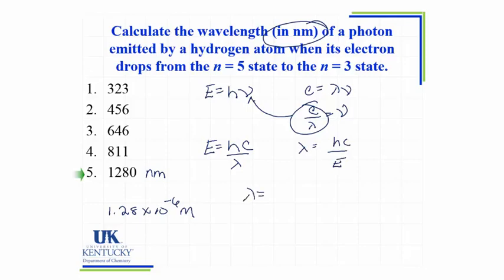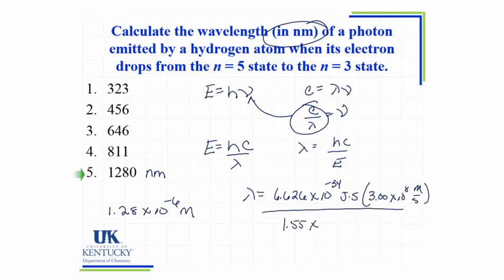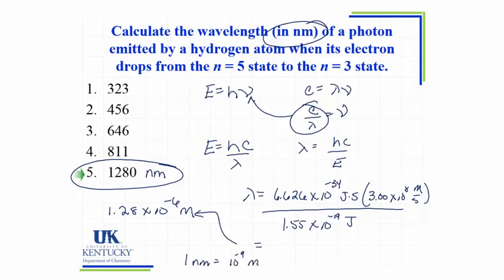Lambda is equal to 6.626 times 10 to the minus 34 joules times seconds, times 3.00 times 10 to the 8th meters per second, and the E was 1.55 times 10 to the minus 19 joules. So when you calculate all of that, you're going to get this number here, 1.28 times 10 to the minus 6 meters, which is this many nanometers. Remember, 1 nanometer equals 10 to the minus 9 meters.